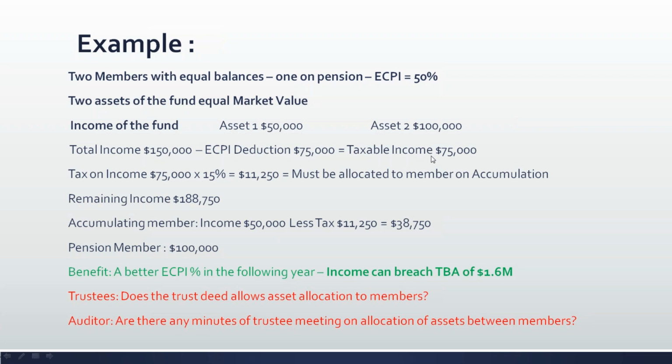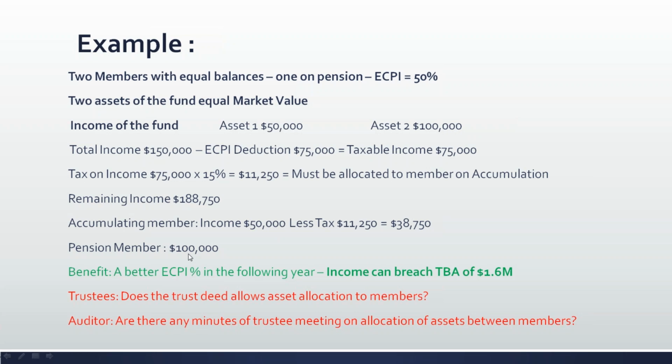So the total income, being the remaining income, being 188. So what we'll do is the accumulating member has an income of 50,000 minus the tax amount. This 11,250 must come out from the accumulating member. So if we say this asset number one belongs to the accumulating member, then all the tax comes out of this income. So the allocation can be 38,750. And since asset two has earned higher income, we don't have to take out any tax.